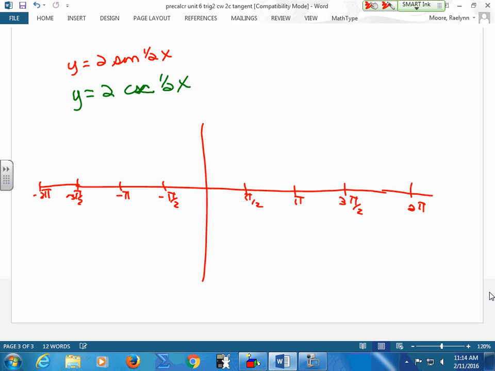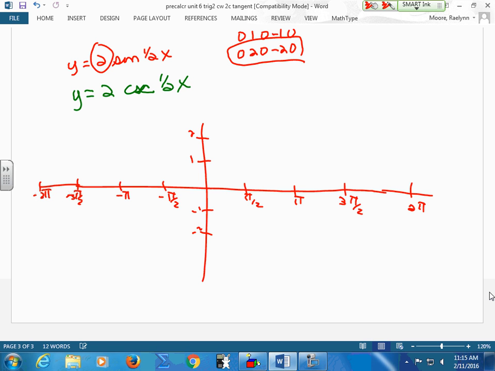Okay, so we're going to graph our sine curve. And what does this 2 do to my sine curve? Vertical stretch. I'm going to multiply everybody by 2. So I'm going to get 0, 2, 0, negative 2, 0. So now we're going to have to put 2 tick marks in here. 2 and 1.